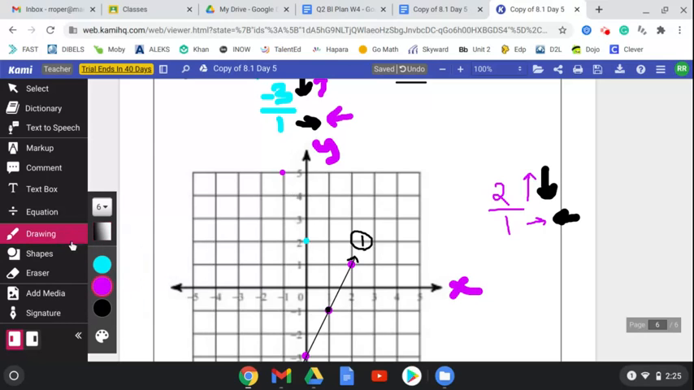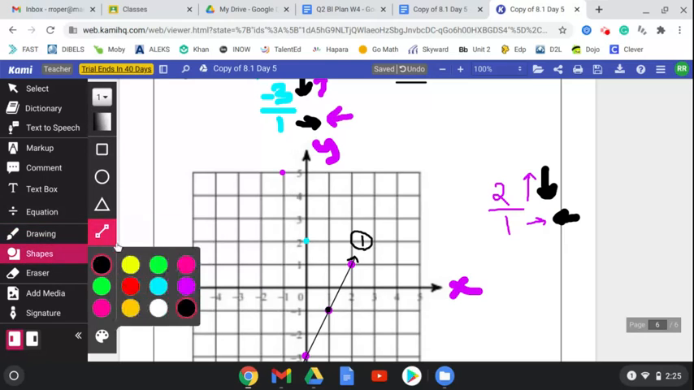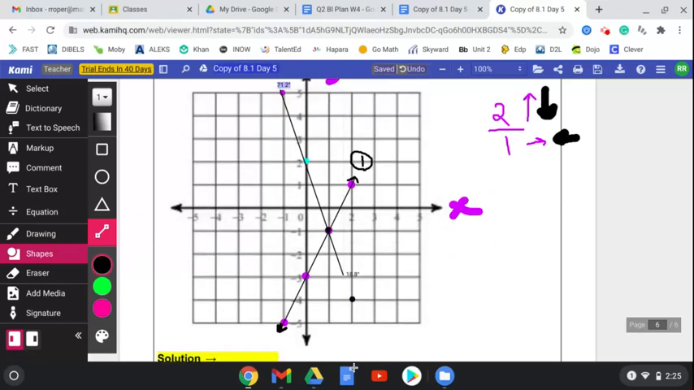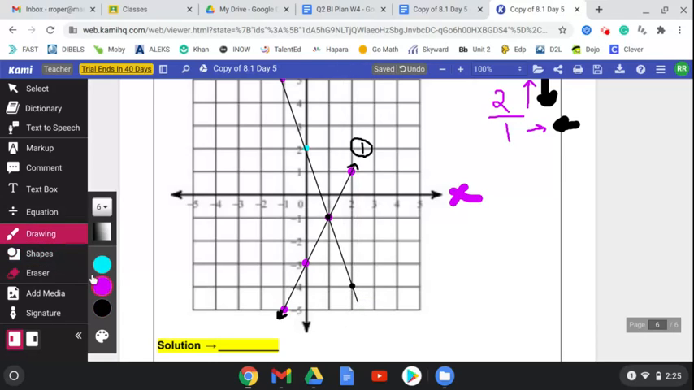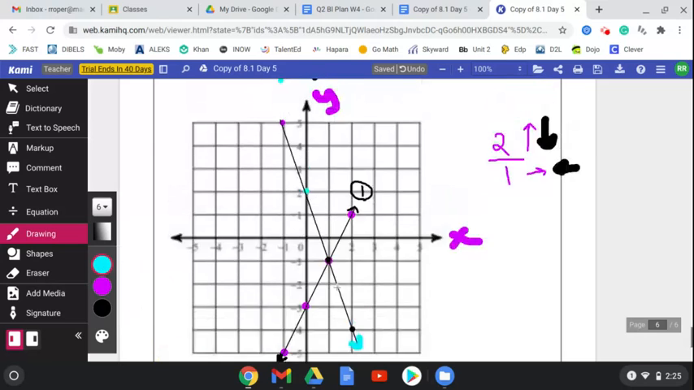Okay, connect my line here. I'll go Shapes, Line, and connect right here. Okay, arrows on the end of the line to show that it continues forever in both directions.